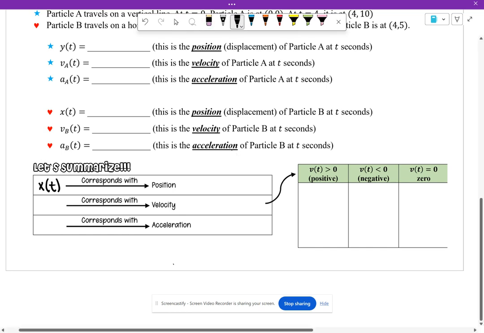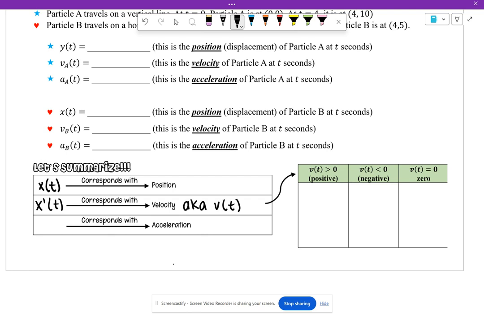So x of t corresponds with position. If I take the derivative of that function, that's going to tell me the velocity, how fast that object is traveling. Okay, so sometimes you'll also see the velocity function represented as v of t.